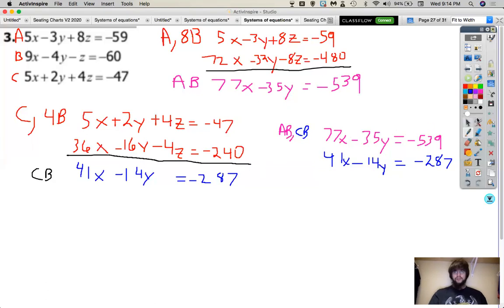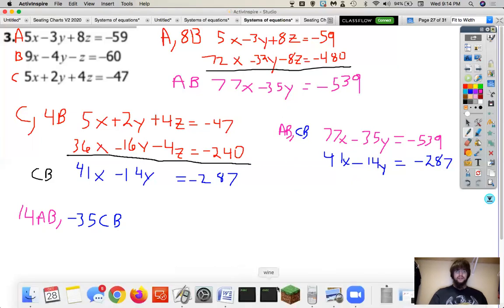So I'm going to write down what I'm going to do. I'm going to do 14 times AB. And I'm going to do negative, because they're both negative, I need to change one of those, 35 times CB. And you could have skipped this step right here. See, I didn't do anything with this. I wanted to write it down so I could look at it. But I could just go straight to here. Calculator is a must.